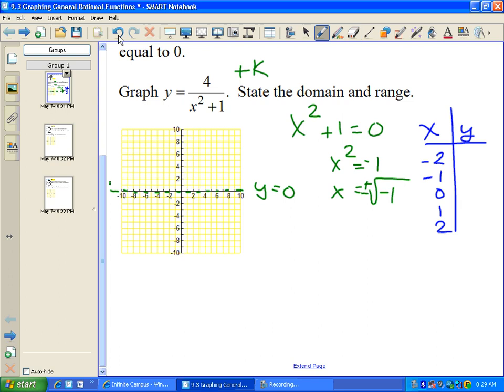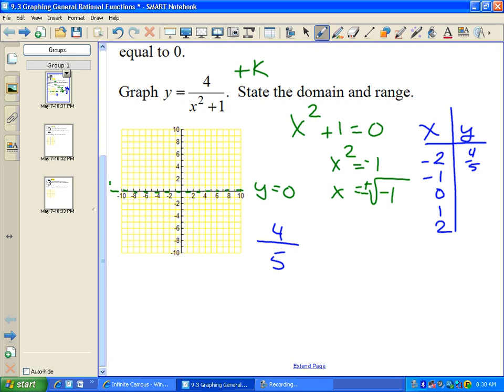So if I plug this in, I get 4 over -2 squared plus 1. So I get 5 in the denominator. So this is 4/5.